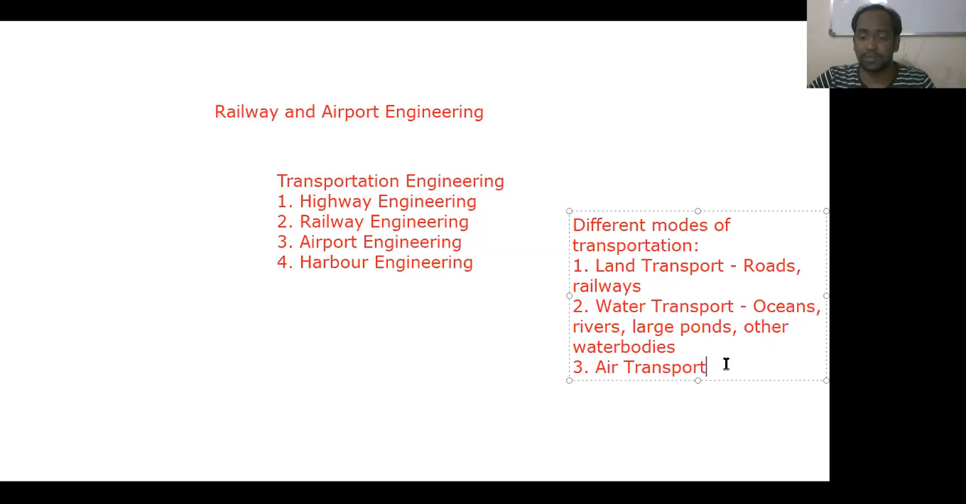The next one is air transport. Air transport means the goods or passengers which we convey from one place to another through air, that is, above the earth's surface and against gravity. Generally for air transport we use aircraft, helicopters, and aeroplanes. Understand? So these are the different modes of transportation we have.